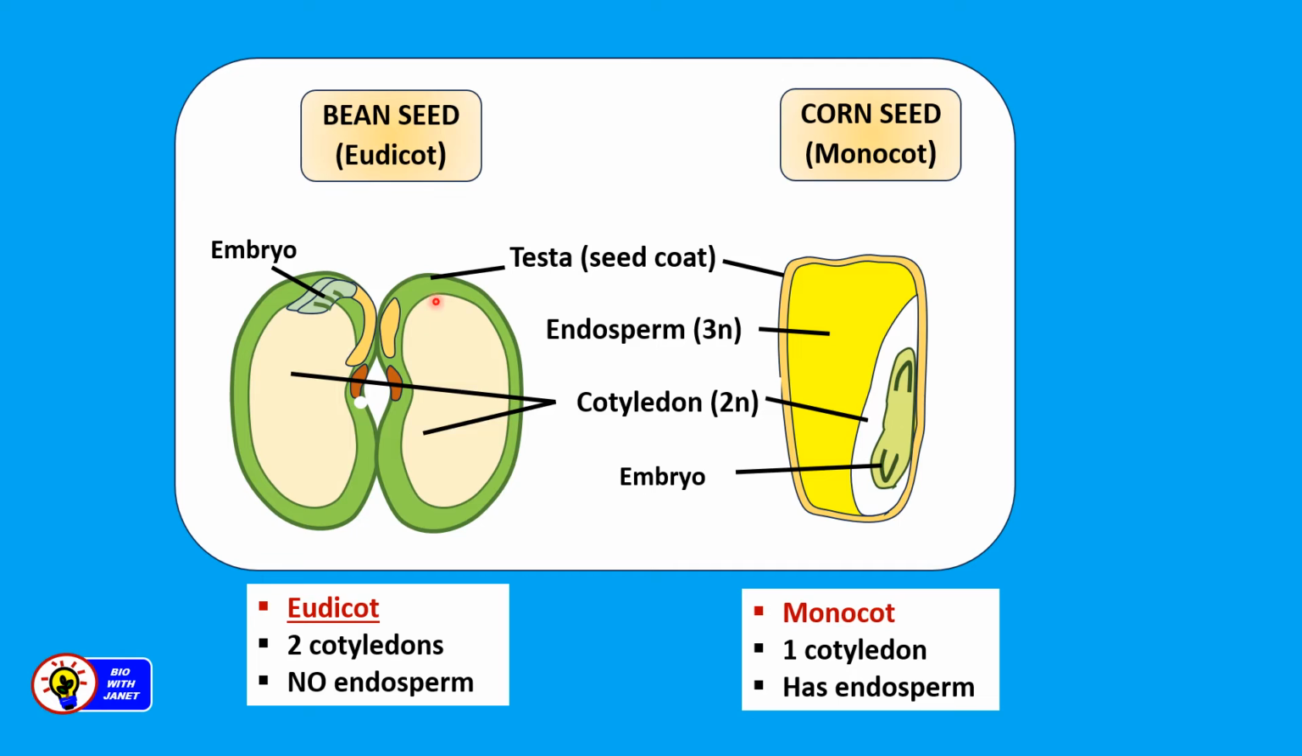So this diagram shows the bean seed and the corn seed side by side. It's just like what we discussed just now. And you can see here the bean seed, which is an eudicot, okay, has two cotyledons but no endosperm. The corn seed, which is a monocot, has one cotyledon here, the white part, and also has a large portion of it that is the endosperm. Okay. Then of course both seeds have the embryo, right, which is made up of the plumule and the radicle, right? This is the embryo here.